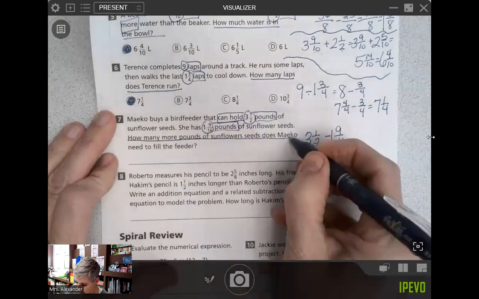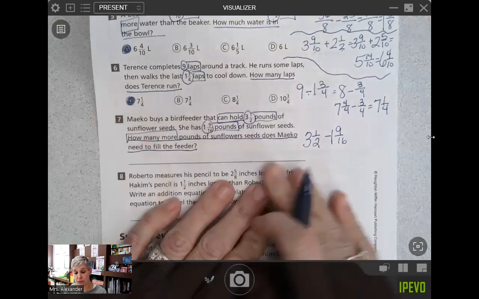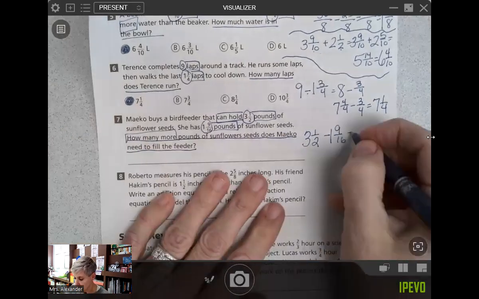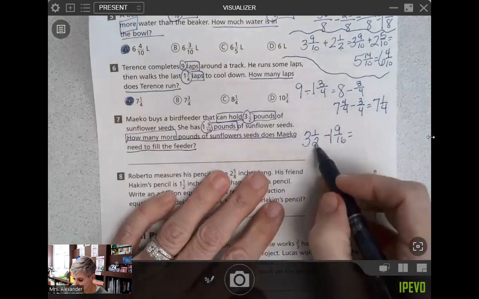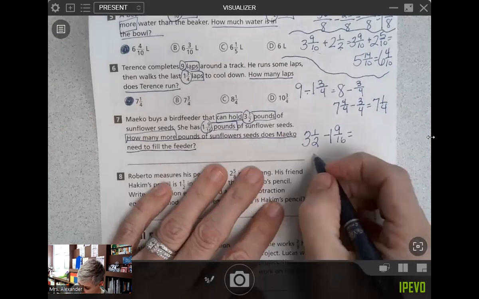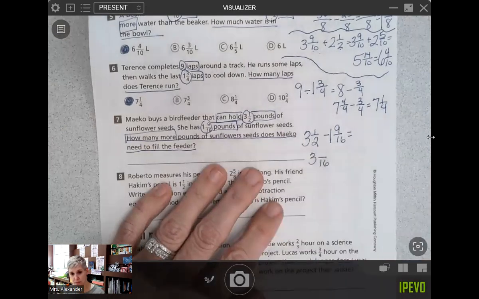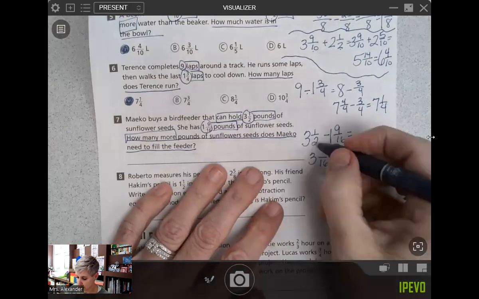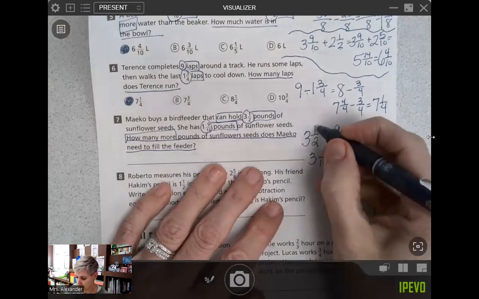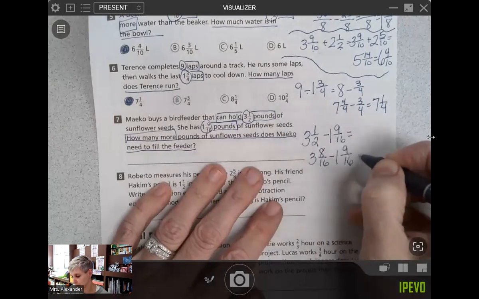That's a big clue, right? How many more does she need to fill the feeder? So we're going to subtract. I'm going to adjust. I have a 2 and a 16 in my denominators. My common denominator can be 16. So 3.5 is 3 and how many 16ths? 2 times 8 is 16. 1 times 8 is 8 minus 1 9/16.